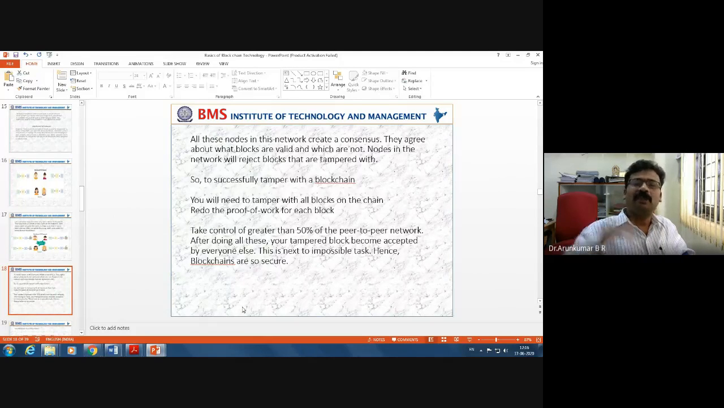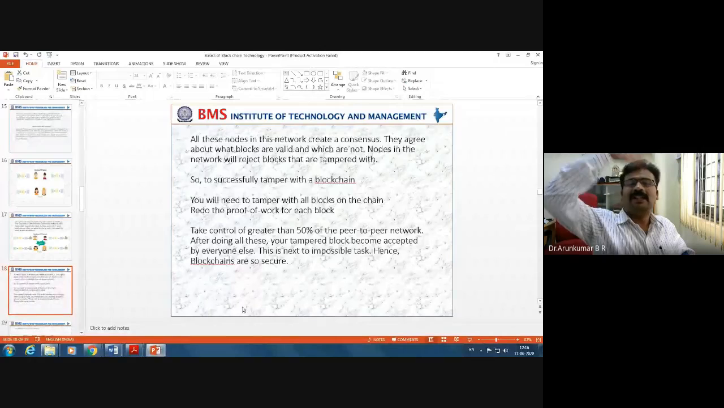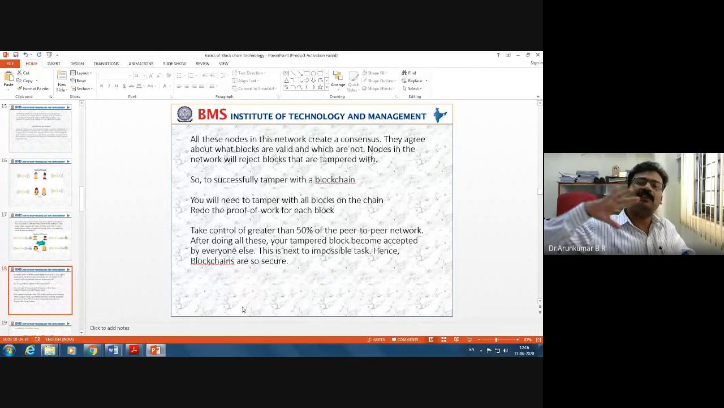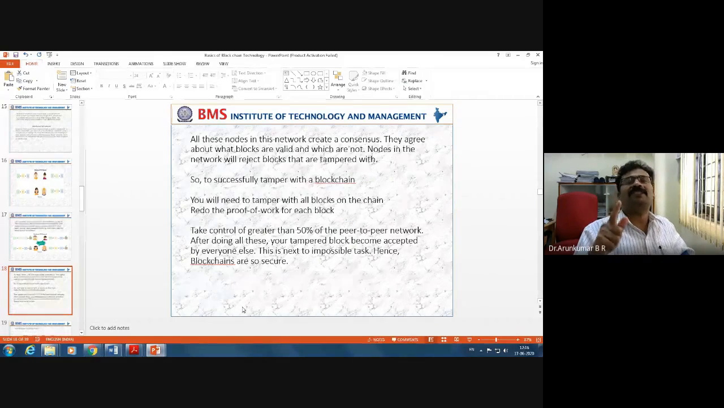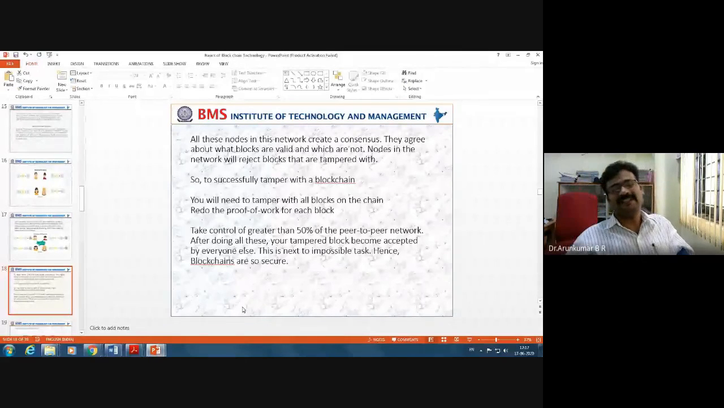So this is at least to take control of the peer-to-peer network. You have to take control of greater than 50% of the nodes. That means 51% is greater than 50%. You should have at least 51% of the peer-to-peer network under your control. After doing all this, your tampered block becomes accepted by everyone else. This is a next to impossible task. Hence, blockchains are conceptually secure, I will say.